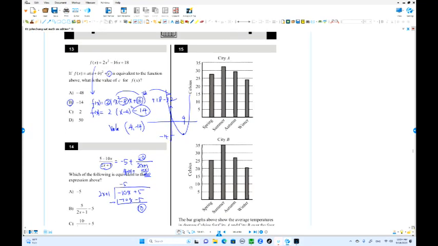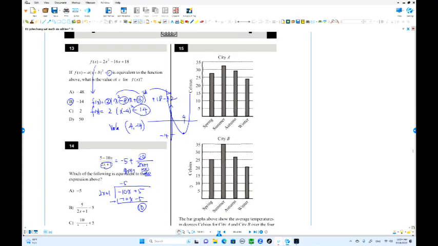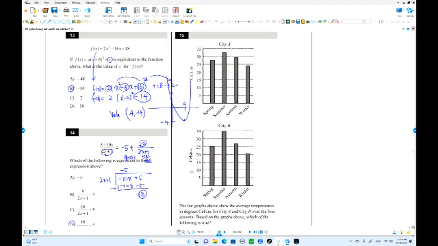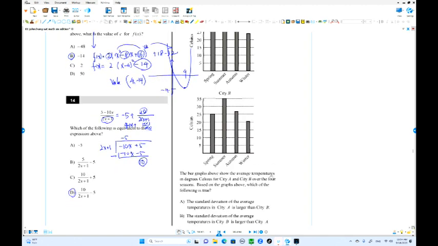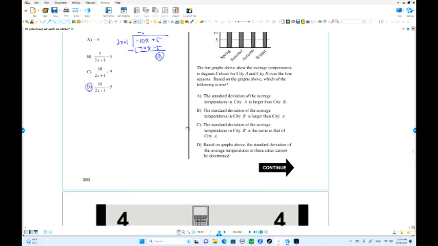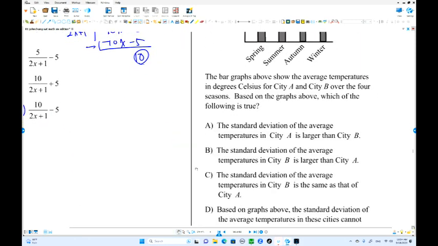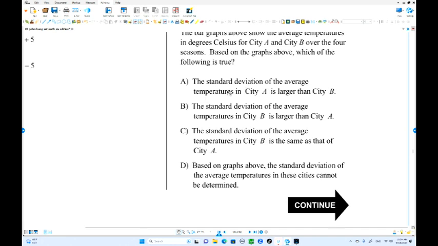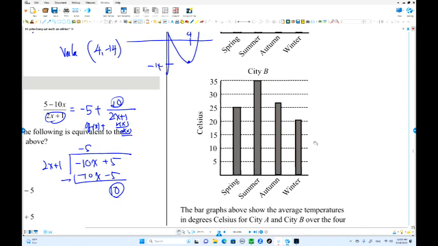Okay, we have two graphs, city A and city B. Four seasons, their average temperatures, okay? City A and city B over the four seasons. Based on the graphs, which of the following is true? They are talking about standard deviation, right? Which one is large, which one is small, okay?